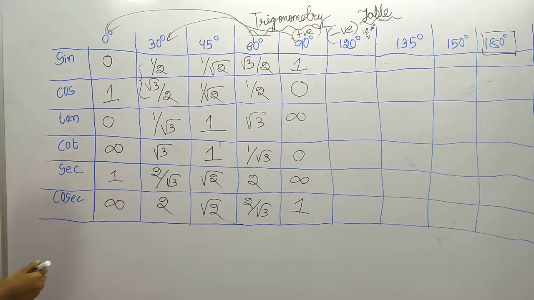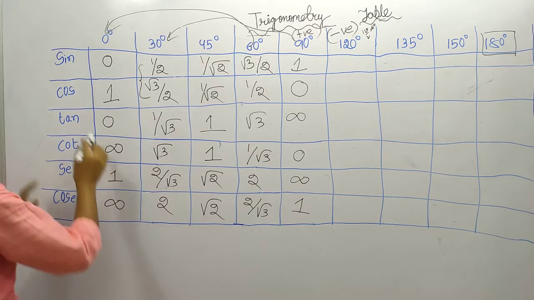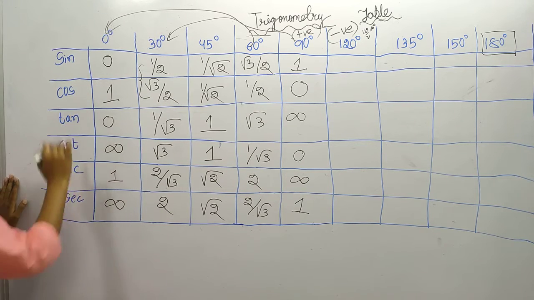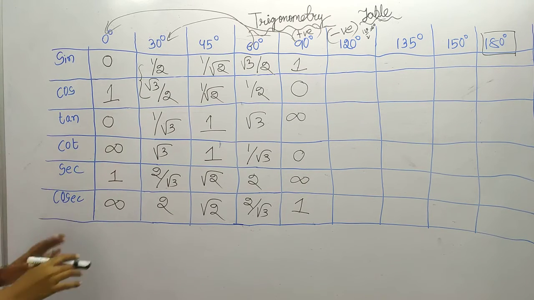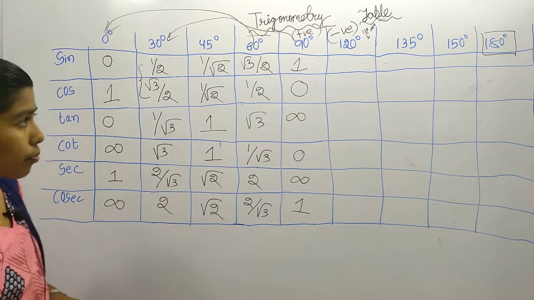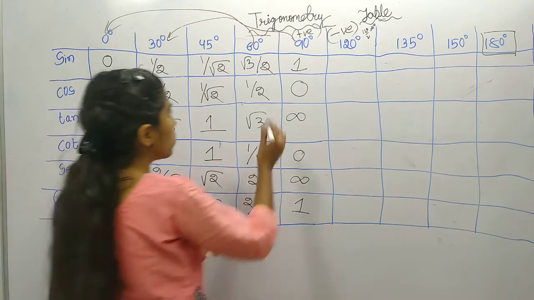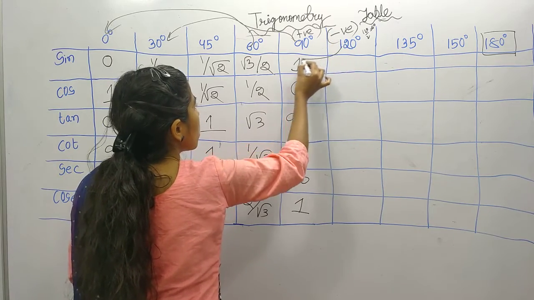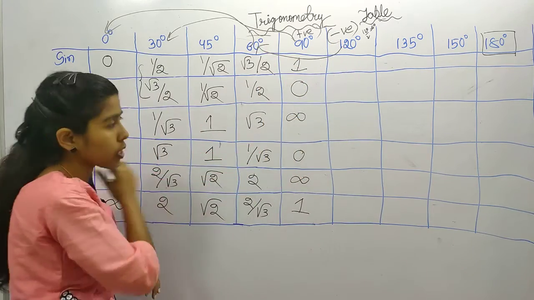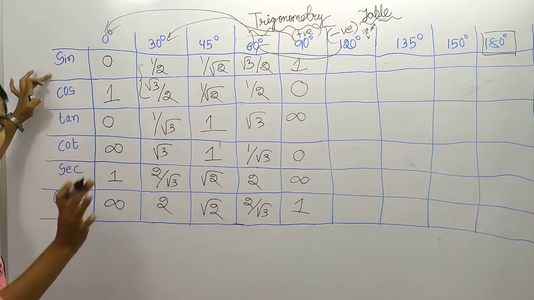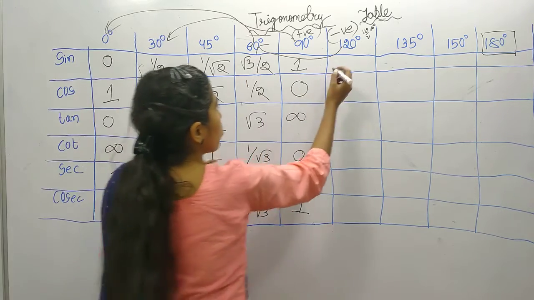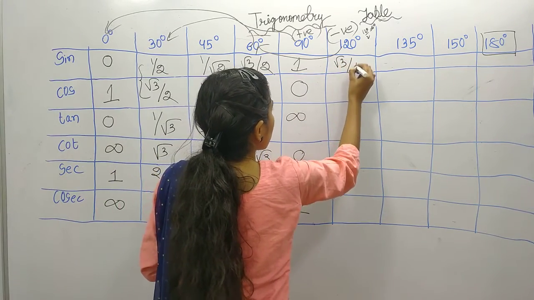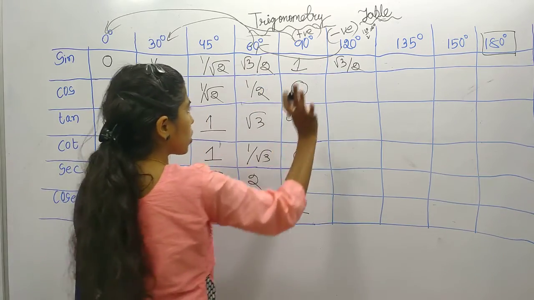But see, I have said you in previous class that sine and cosec, these are the two ratios which can never be negative. Okay. So as usual 60 is connected to 120 degree, right? Same values. So here sine is always positive. So same, root 3 by 2.